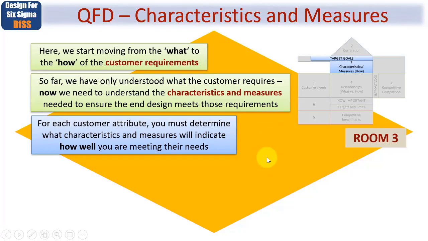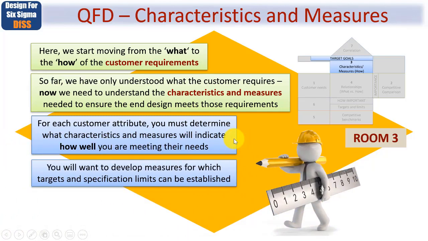So for each customer attribute, you must therefore determine what characteristics and measures will indicate how well you are meeting their needs. Again, remembering we've captured the customer needs, we've looked how we sit in the competition, we've prioritised them, and we're now in room 3 determining what characteristics and measures we'll need to indicate how well our new process, product or service is meeting such needs.